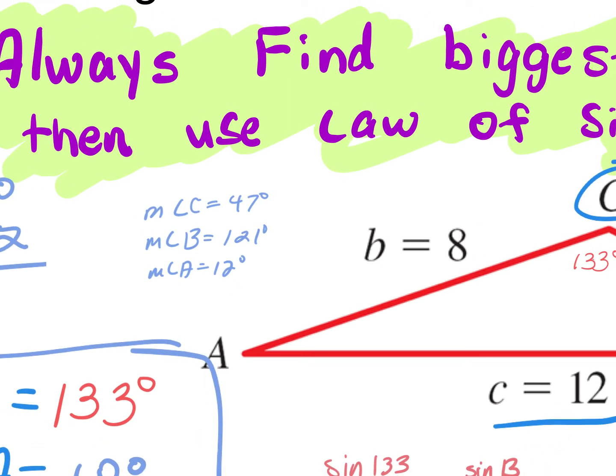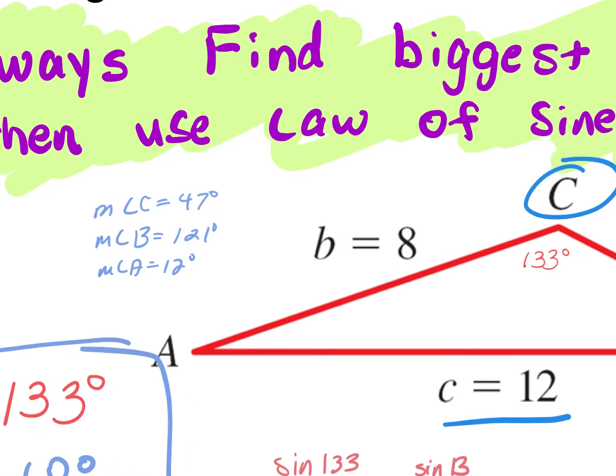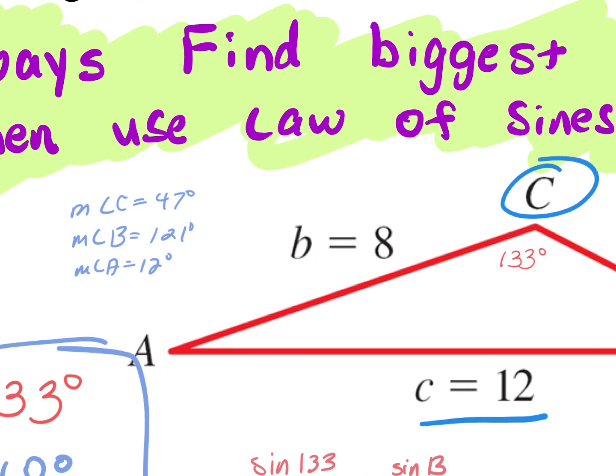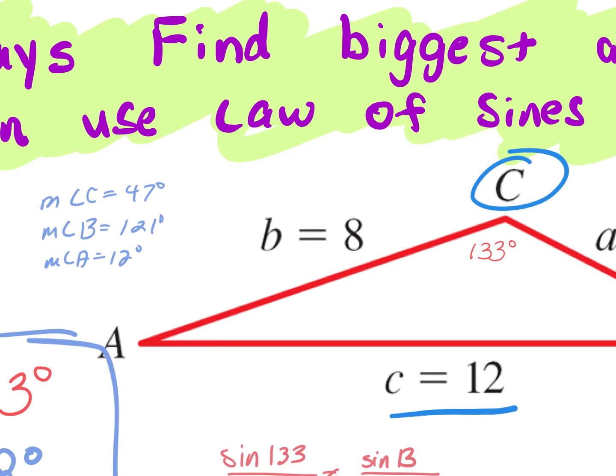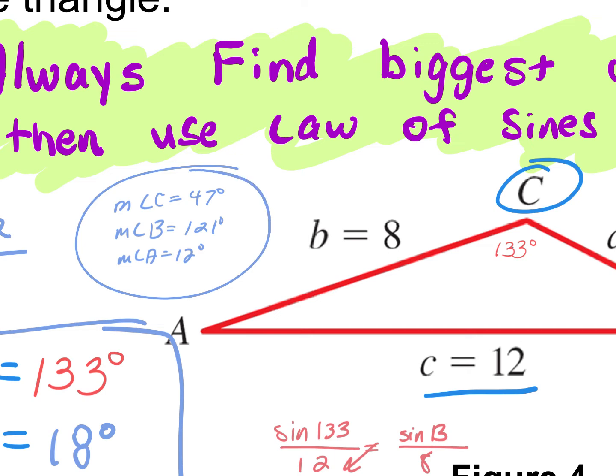What's wrong with that? What have we preached from the very, very beginning? The biggest side, the longest side should be across from the biggest angle, yes? Yes or no? So look at C. Side C is the longest side, so angle C should be what? The biggest.